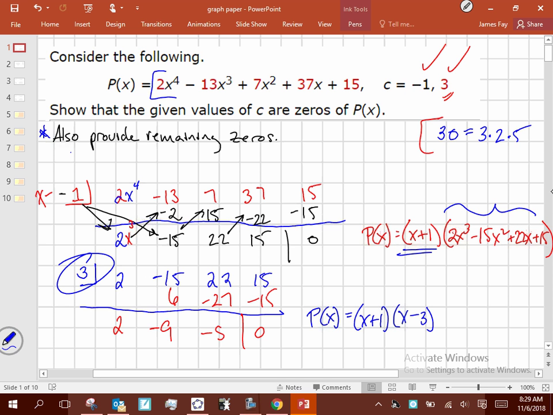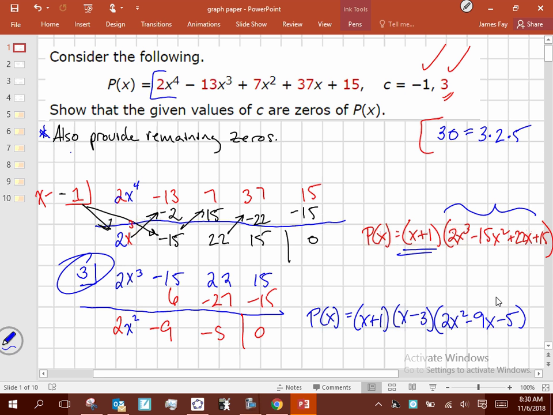And now this, remember, this was x cubed when we started this division by 3, or x minus 3. So what's this term going to be? X squared, right? So 2x squared minus 9x minus 5. All right, so if I were to FOIL that out, which is not all that difficult of a task, but if we use GeoGebra or some other computer algebra system, it would show us that that is equivalent to 2x to the 4th minus 13x cubed plus 7x squared plus 37x plus 13.